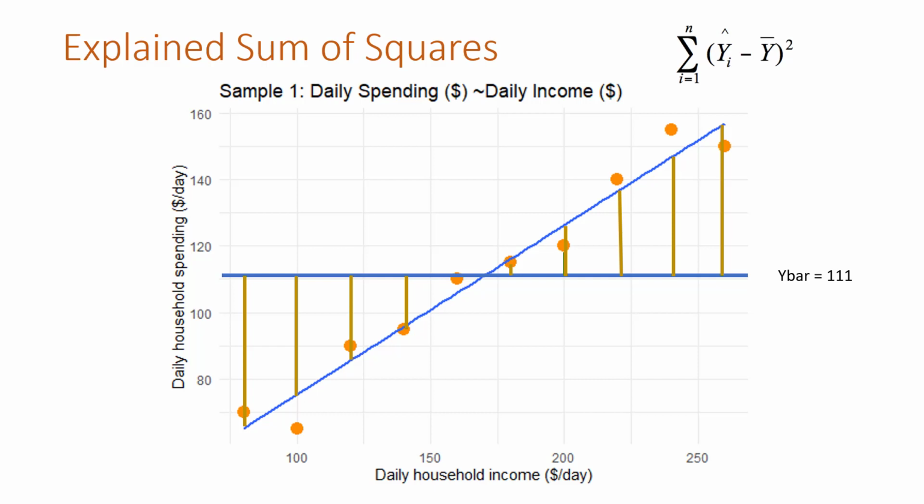And as you can think about the slope of our regression line, the steeper the slope, whether it's negative or positive, the greater those differences, or those mustard yellow lines, would be, further away from the flat line, or the horizontal line of y bar. So it would increase our explained sum of squares.